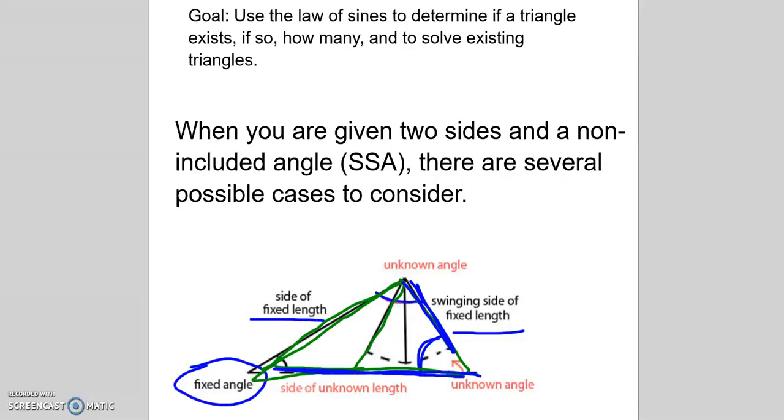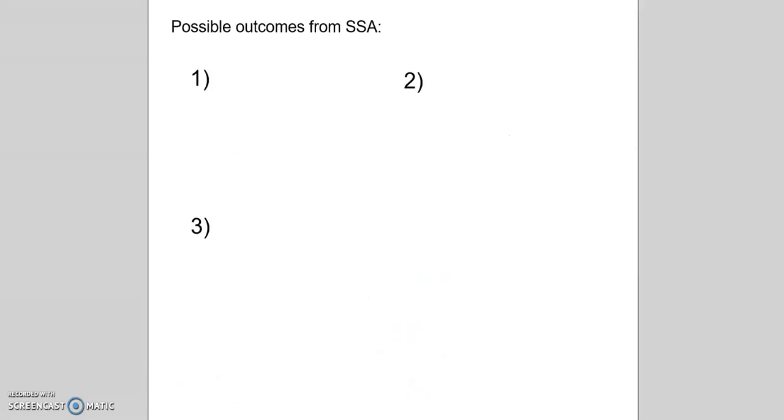So we need to use the law of sines to figure out if the triangle exists, if there's exactly one triangle, or if there ends up being two triangles. So we can talk about the specific cases that occur when given side-side-angle. The first one is when we only have one triangle created.